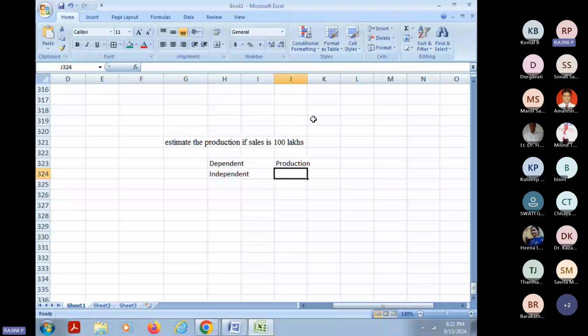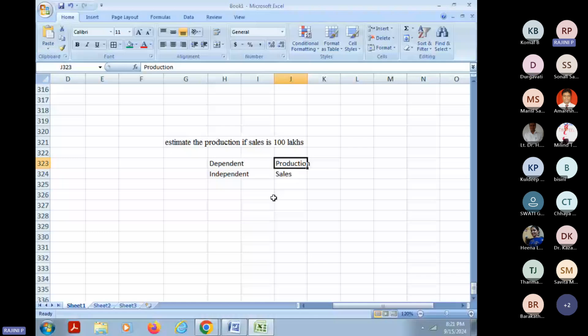Independent variable. Sales is the independent variable. Here, if sales is equal to something, you need to find the production, right? So production is the dependent variable, and sales is the independent variable.